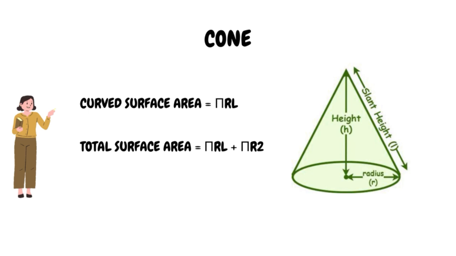Next we have cone. So in cone, first of all we need to calculate the slant height. So slant height of cone L is nothing but root under r square plus h square. After calculating the slant height L, we can calculate the curved surface area of cone as pi r L. The total surface area of cone is nothing but the curved surface area plus the area of the base. Area of the base of cone is nothing but the area of circle. So the total surface area of cone is pi r L plus pi r square.